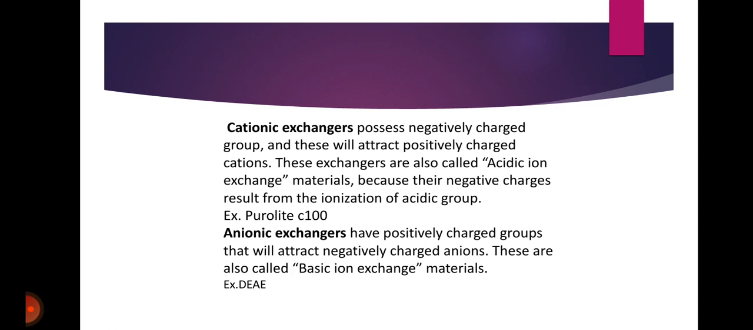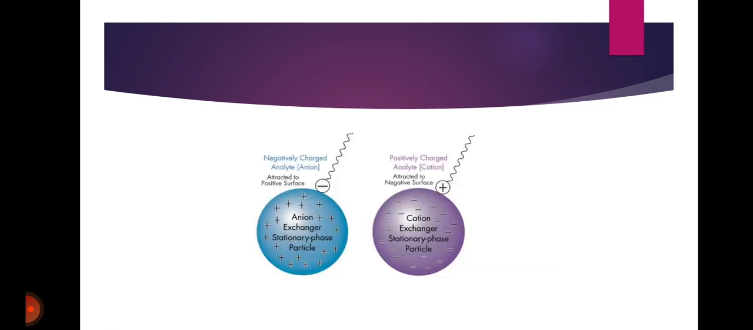Anionic exchanger. Similarly, an anionic exchanger has positively charged groups that will attract negatively charged anions. These are called basic ion exchange. Here the beads are positively charged, and this positive charge they also get from a functional group. That's why they are called basic ion exchange material. Example, DEAE, that is diethylaminoethyl.